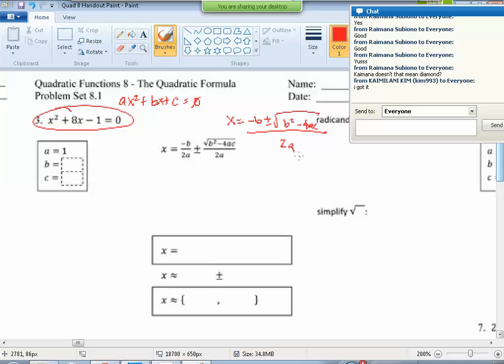Alright, so here's my question. What is A in this case? What is the number for A? Diamond wants numbers, I'm giving you numbers. A is 1. What is B? 8. Good. What is C? Negative 1. Awesome. To use the quadratic equation, all you do is you take that A, B, and C and fill it in.